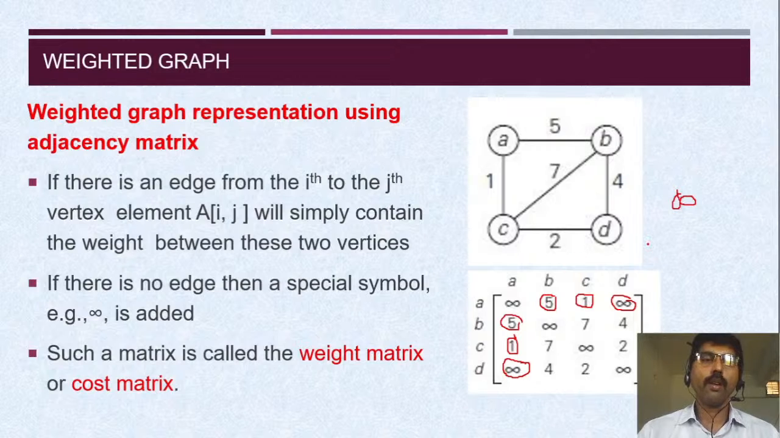Such a matrix is called a weighted matrix or cost matrix. Here, if there is an edge from the ith to the jth vertex, element aij will simply contain the weight between these two vertices. Now this 5 is written here because there is an edge which has a weight of 5.